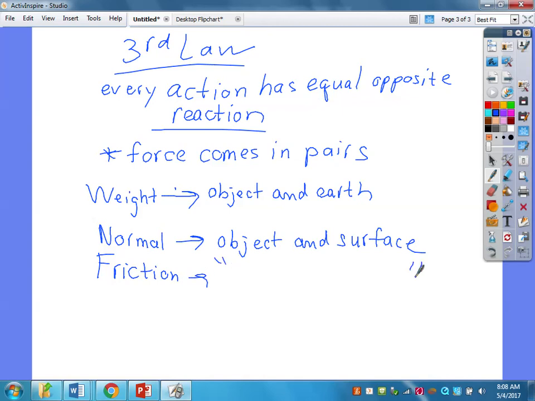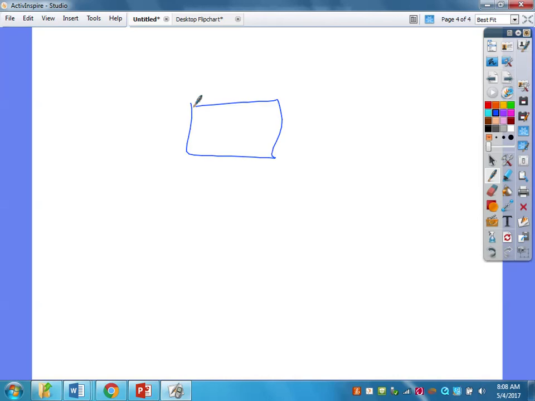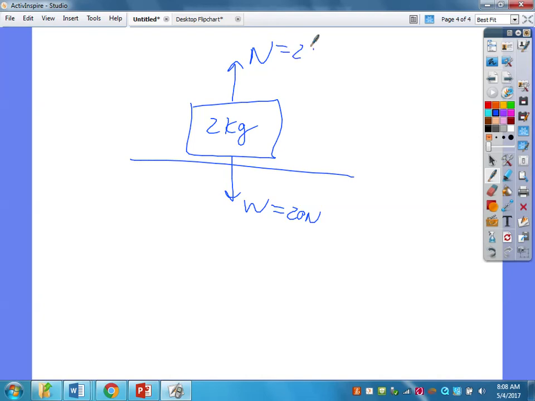But one of the biggest things I know people make a mistake on is they think the weight and the normal are force pairs. These are not force pairs. Even if they happen to be equal to each other, they are not force pairs. So for example, if I have a 2 kilogram object sitting on a table, on the earth, and I draw the free body diagram, I have weight down and normal up. The weight would be 20 newtons, the normal would be 20 newtons because the object is at rest, sitting on the table. Does that mean the weight is paired with the normal? No, they are not paired together.